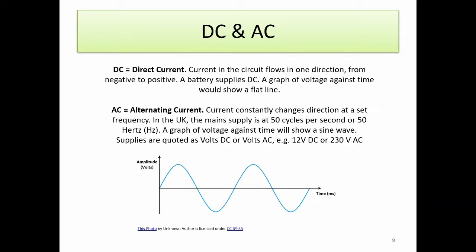AC equals alternating current. The current constantly changes direction at a set frequency. In the UK, the main supply is at 50 cycles per second, or 50 Hertz. Graph of voltage against time will show a sine wave for an AC circuit, as in the diagram below. Supplies are quoted as volts DC or volts AC, for example, 12 volts DC or 230 volts AC.